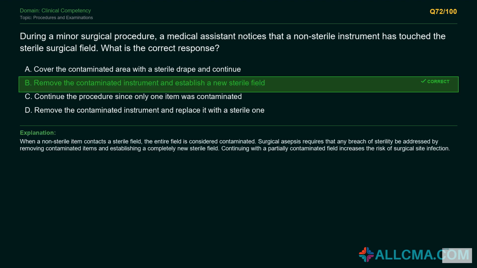The correct answer is B. When a non-sterile item contacts a sterile field, the entire field is considered contaminated. Surgical asepsis requires that any breach of sterility be addressed by removing contaminated items and establishing a completely new sterile field. Continuing with a partially contaminated field increases the risk of surgical site infection.